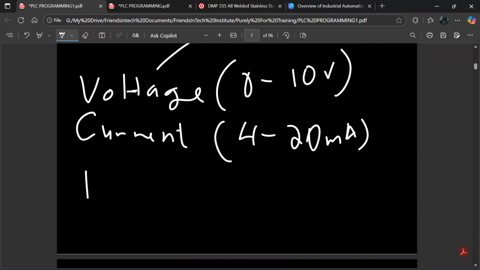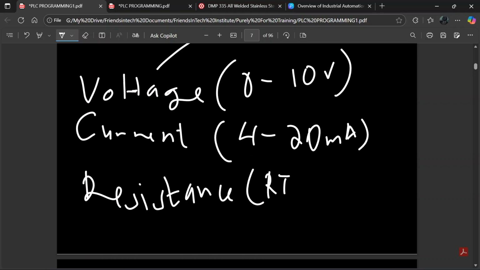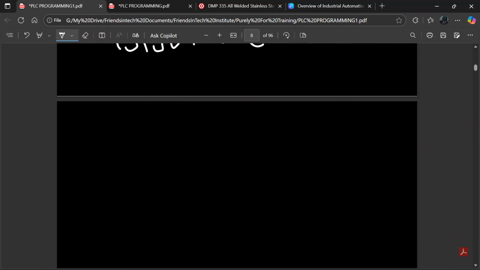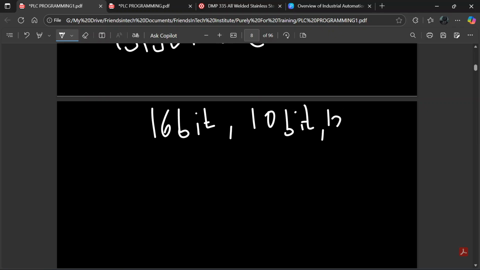Again, you can have it in terms of resistance. Let's say you are working with an RTD. So this is in terms of ohms. All right. Now, let's work with the 0 to 10 volts range. And your input card is a 16-bit, 14-bit. So your analog input card can be 10-bit, 12-bit, 14-bit, or 16-bit.